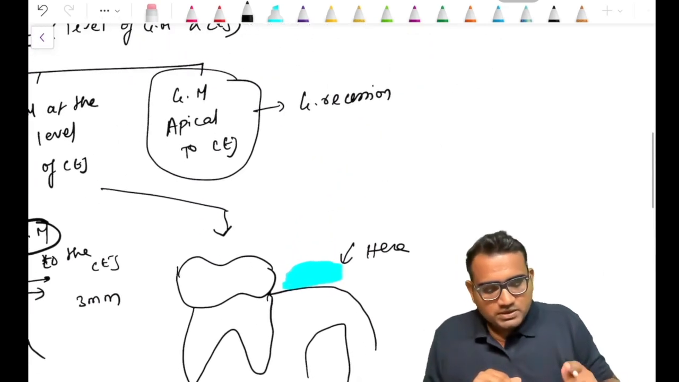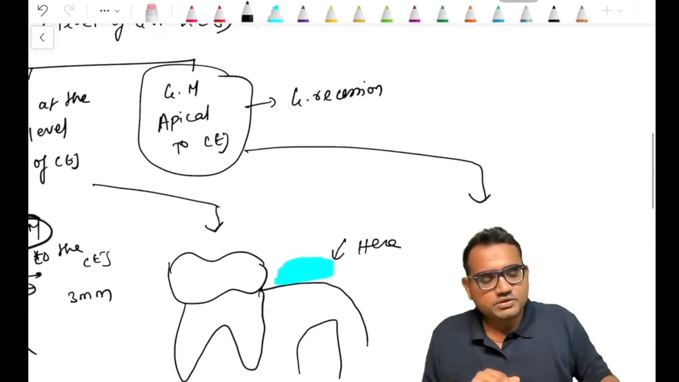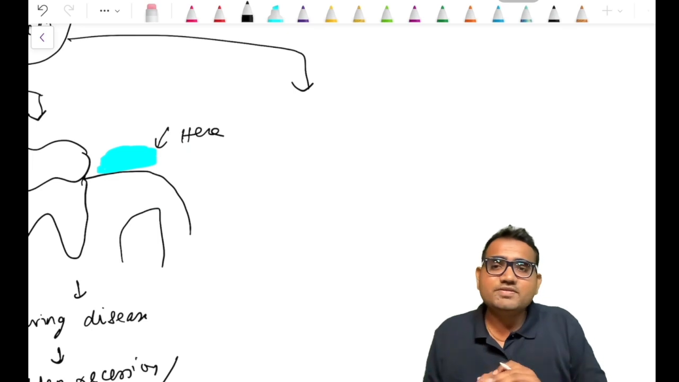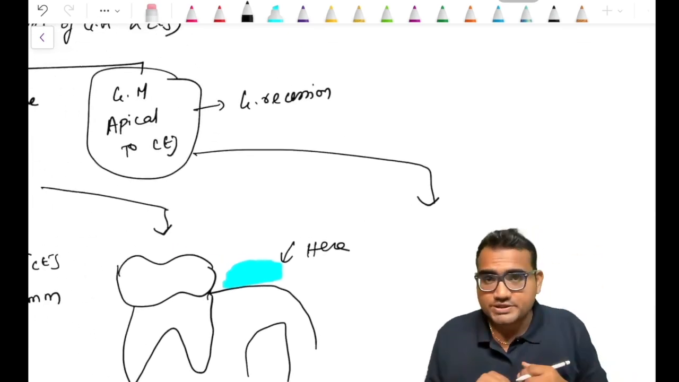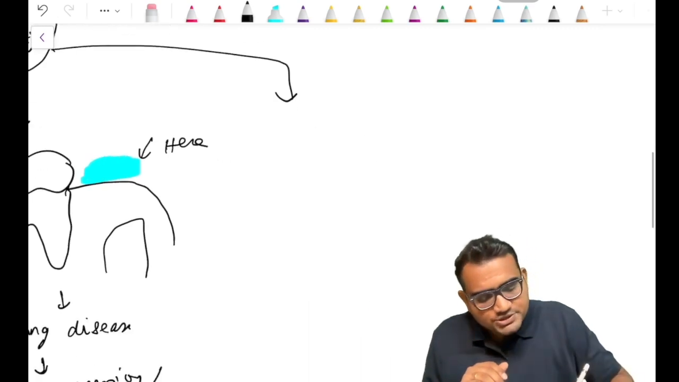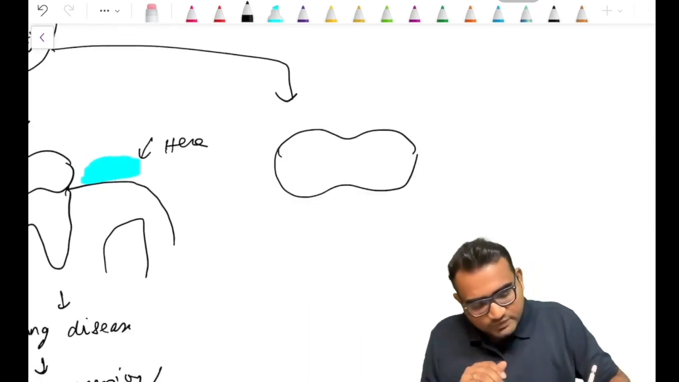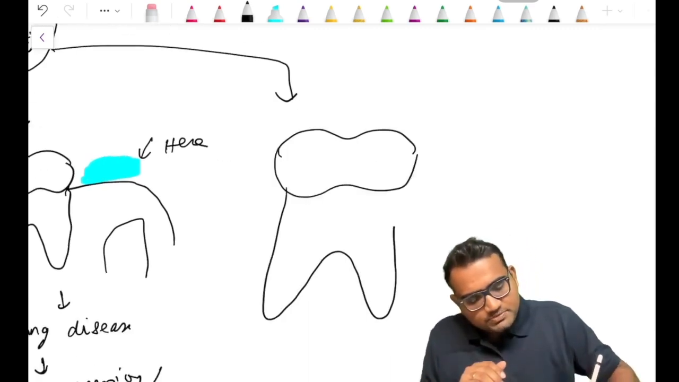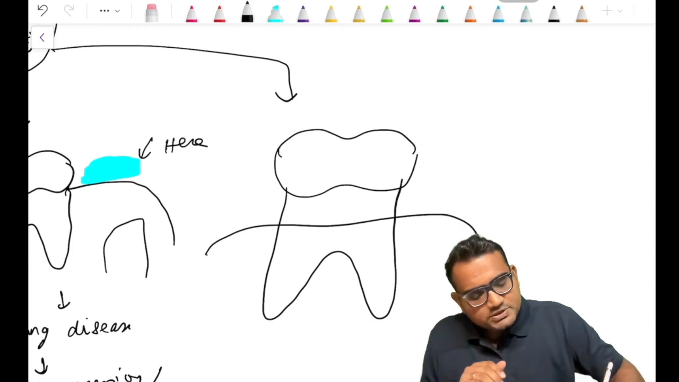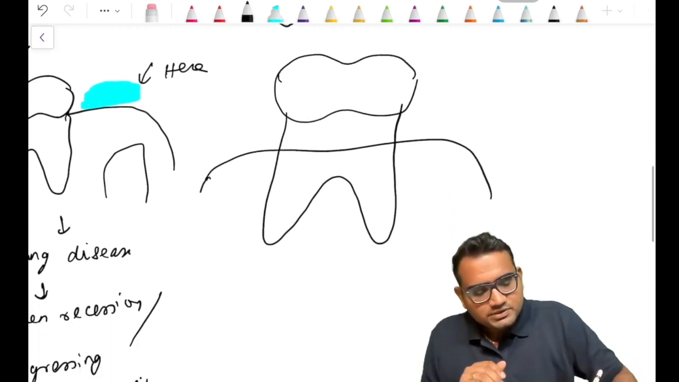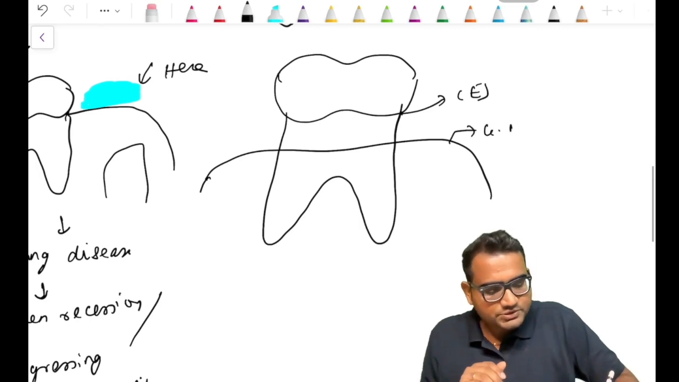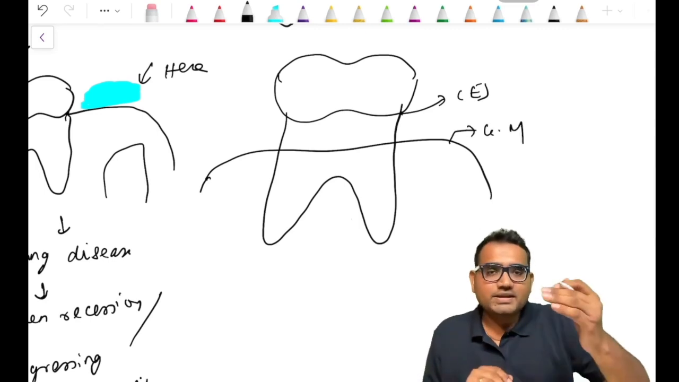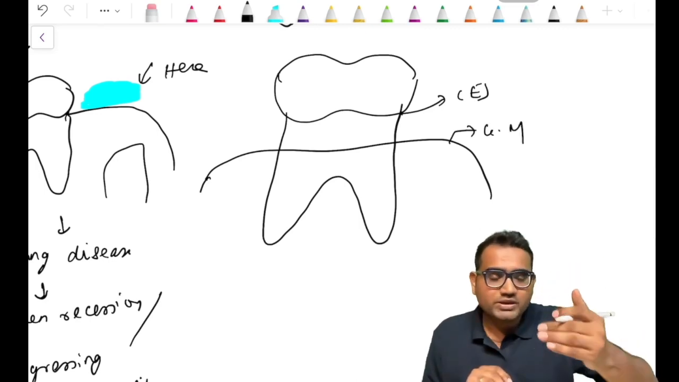Straightforward. Now coming to the last one, gingival margin apical to the level of CEJ. As I told you, it is called gingival recession. Very good. So gingival recession patients usually present like this, right? So this is CEJ, this is gingival margin. So I can see the gingival margin apical to the level of CEJ.